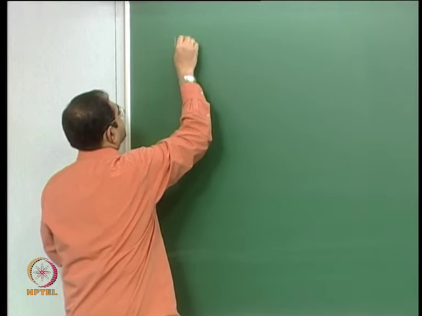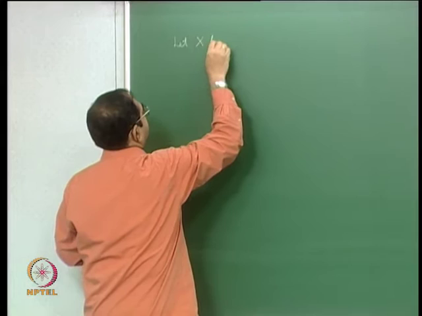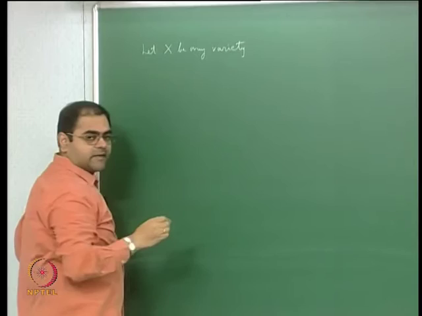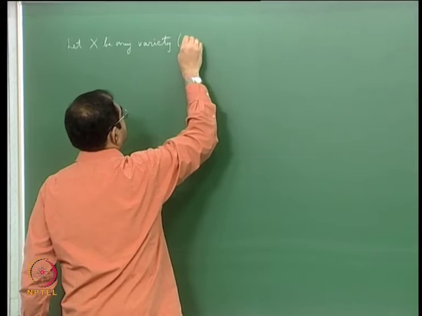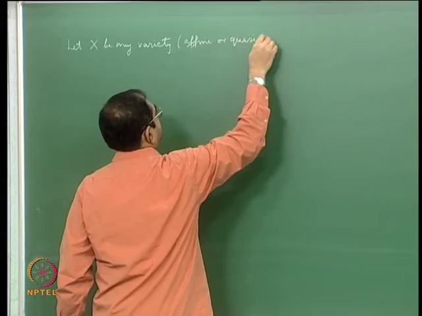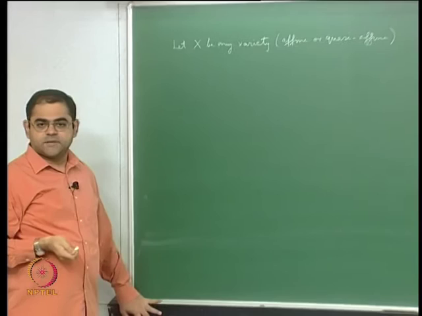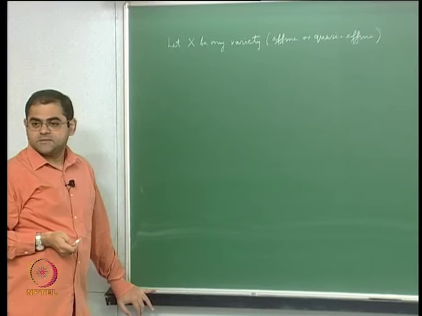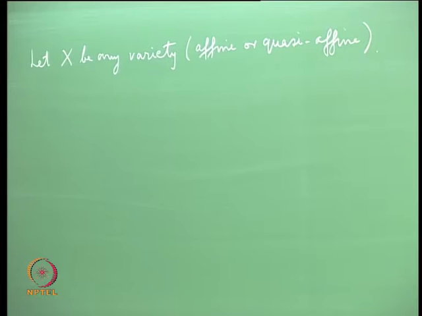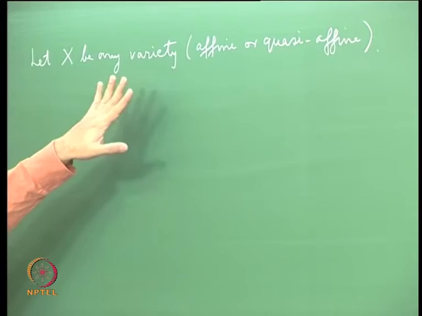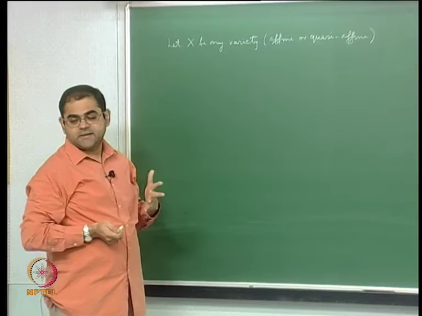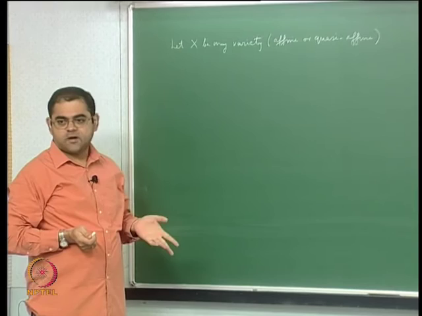So let x be any variety. In our case, it means either it is an affine variety or a quasi affine variety. An affine variety, as you know, is an irreducible closed subset of affine space, and we are working over an algebraically closed field, okay. And a quasi affine variety is a non empty open subset of an affine variety. And variety for us at the moment means either an affine variety or a quasi affine variety, which means either an irreducible closed subset of affine space or a non empty open subset of an irreducible closed subset of affine space.